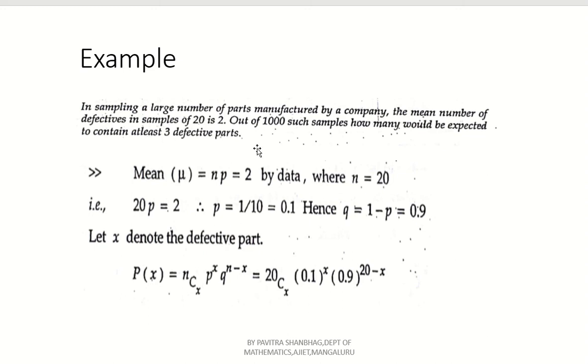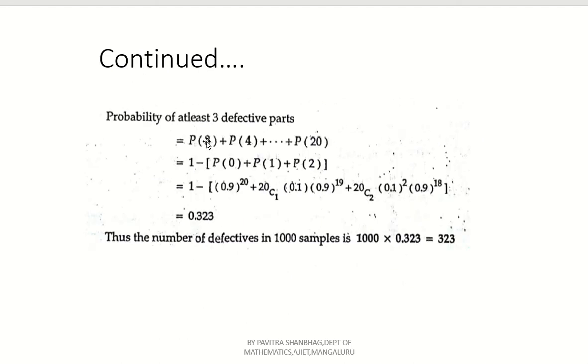At least 3 means what? P of x greater than or equal to 3. 3 to how many times? So 3 plus 4 plus 5 plus up to, we have to continue up to 20. Or instead of that, you can continue with this method. See, P of 3 plus P of 4. Instead of that, 1 minus P of 0 plus P of 1 plus P of 2.